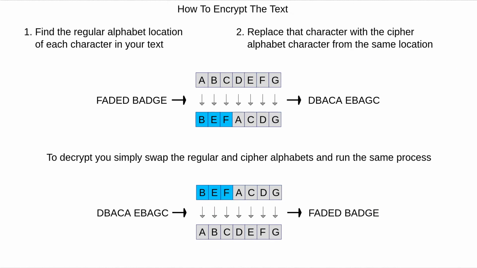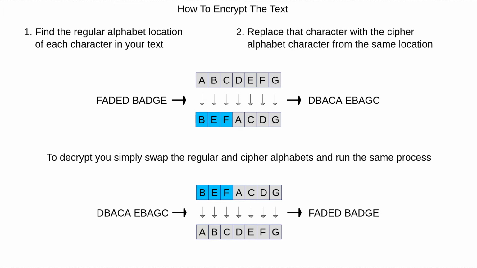And then to encrypt the text, you would just run your plain text through. In this case, we have "faded badge" as our plain text. And then you find the location of every letter in that text and replace it with the cipher character from the same location in the cipher alphabet. So you can see here, you can run through this in your head pretty quickly. "Faded badge" becomes that kind of gobbledygook output.